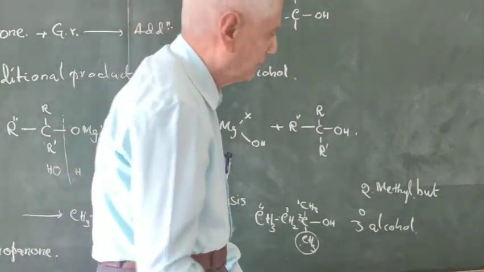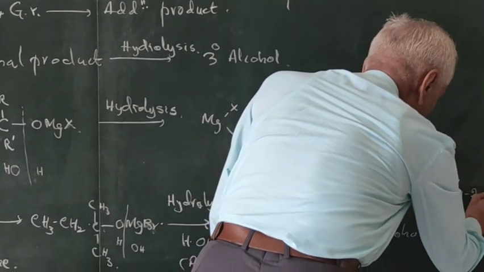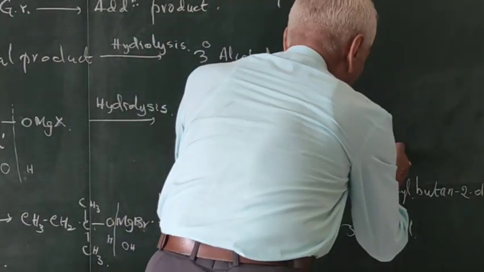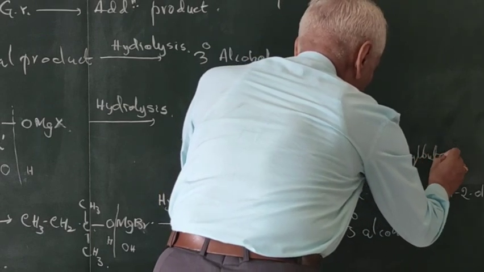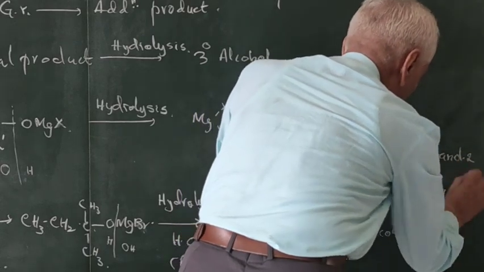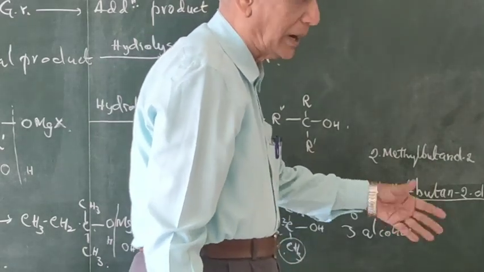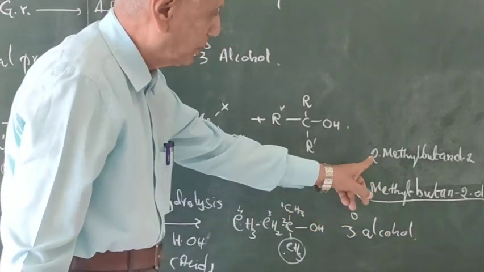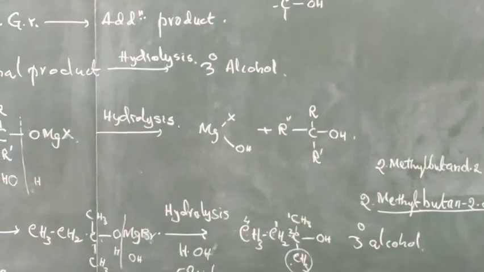Anol, suffix. 2-methyl butanol 2. This is one word. Remember, this is one word. Don't write 2-methyl with a gap, butanol with a gap. Even though you are writing different parts, it is one word. Therefore, this compound is called 2-methyl butanol 2, and this is a tertiary alcohol.